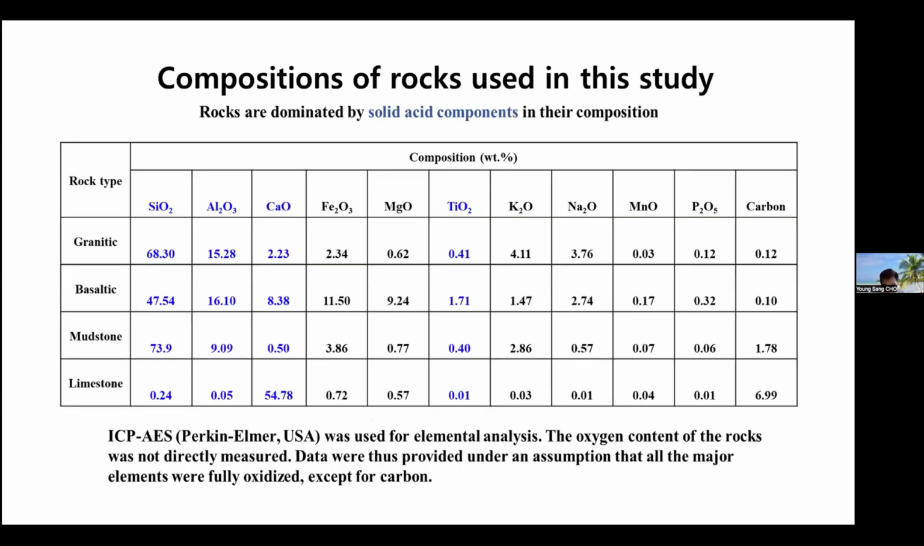In this study, we tested 4 kinds of rocks: basalt, granite, mudstone, and limestone. As seen in this table, all the rocks are dominated by solid acid components in their composition. For all cases, the total composition of solid acid materials in rock is more than 85% by weight. These analyses imply that rock can play the same catalytic role as seen in the case of solid acid catalyst.